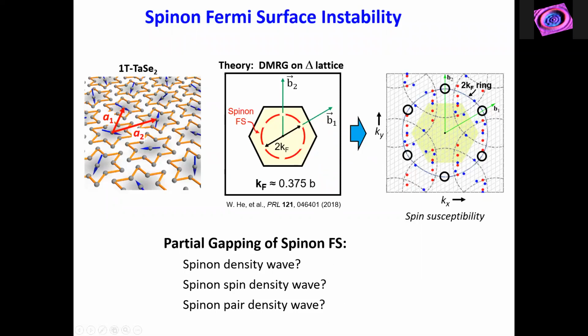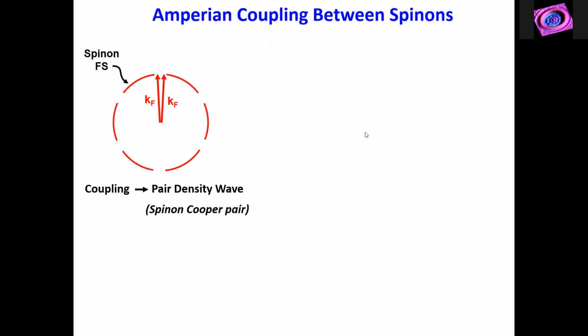But there's one of these explanations that we feel is most likely for our system, and that is the spinon pair density wave. So I'm going to just focus on this one possibility, and I'm going to explain how this happens and how it can explain our results. But I just want to add that all of these explanations will also lead to very similar results for the STM.